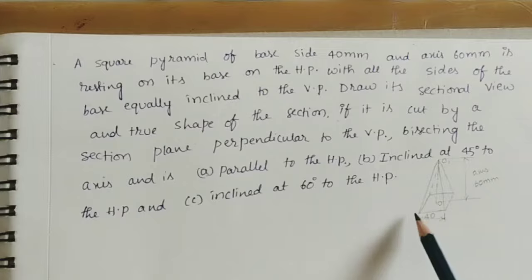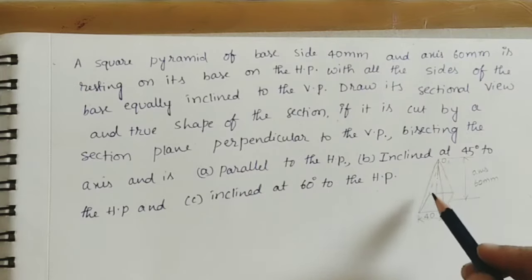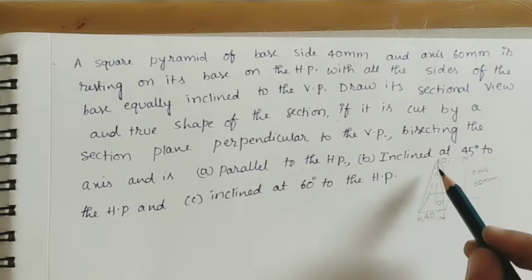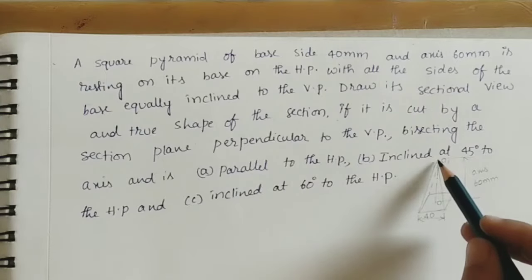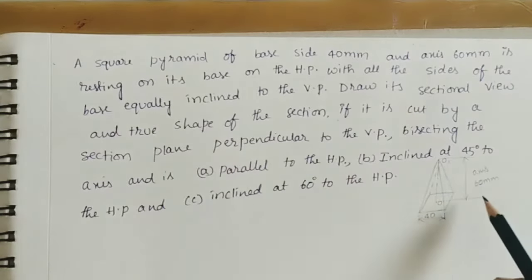Here for the base, as I told, it is a square. Take the center of the square and join the center to the apex. This is the apex. If we join with the help of an imaginary line, imaginary line means the axis line. The distance between this center and the apex is called the axis. We can call it the height of the pyramid also. How much is it? 6 centimeters.